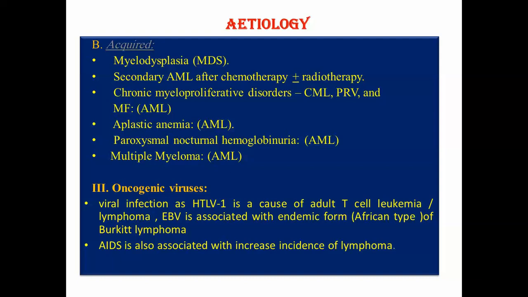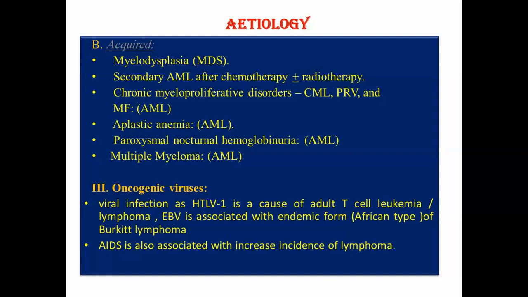Paroxysmal nocturnal hemoglobinuria is a form of hemolytic anemia characterized by many features: hemolysis, an increased tendency for thrombosis, and renal failure. Usually it occurs due to mutation of one gene responsible for phosphatidylinositol protein, which is responsible for stabilization of proteins on the surface of the red cell membrane. So if there is any mutation in this protein, it results in this form of acquired hemolytic anemia. As we mentioned, the patient has hemolysis, increased tendency of thrombosis and renal failure. These patients will have increased tendency of development of acute myeloid leukemia.